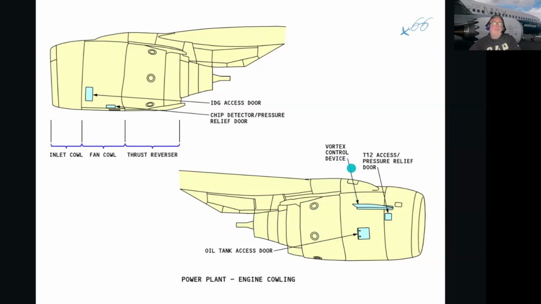You also have some components. You have a vortex control device. And on the right-hand side exclusively, you have the oil tank access door to service the oil. Just behind here would be the oil tank. You don't have to open the whole cowling, you just open this little door. This vortex control device basically streamlines the air passing at really high speeds over the wing to produce the thrust. And here at the T12, we have a pressure relief door.